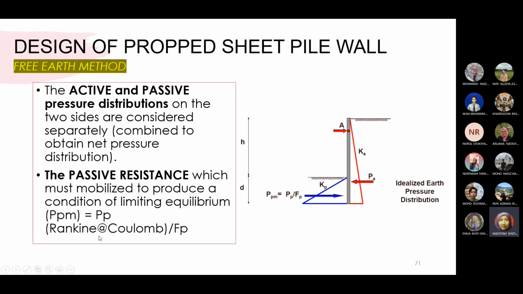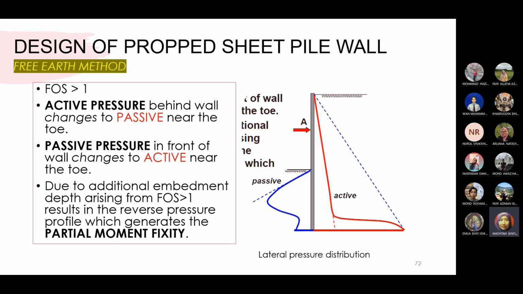So they can be as a ranking or column divided by the FP. So FP is a passive resistance. So if you look here, at the back of the retaining wall we have active pressure, so KA, then we have PA, and then in front of the wall we have passive pressure, but here you will get the PPM is equal to the passive pressure divided by the passive forces or passive resistance. So the D is the embedment depth that we need to calculate in the equations of the retaining wall.